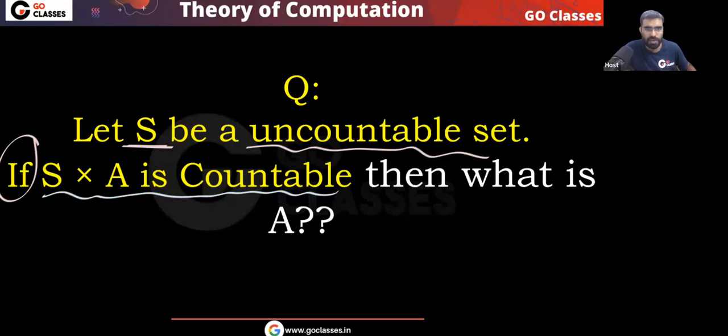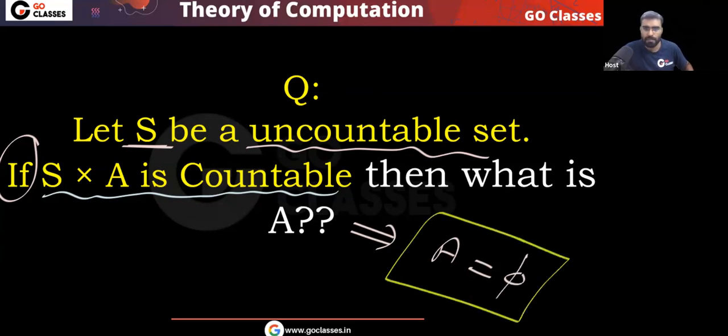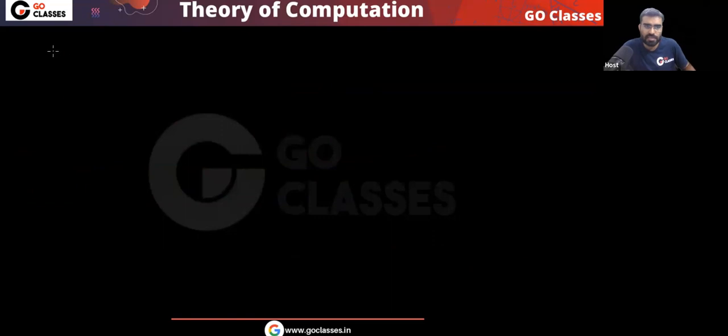Very good, Devans, Raj, very good. So this A will be phi. Here you can notice the only option is that A is phi. Here A will be the empty set. Because just think about it. Your S is uncountable. Simple, think about it.